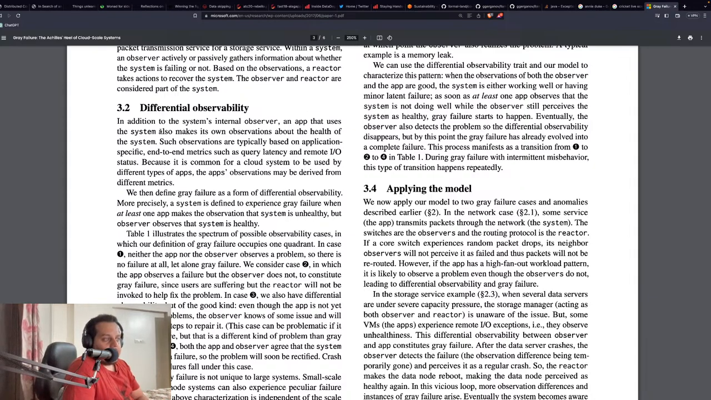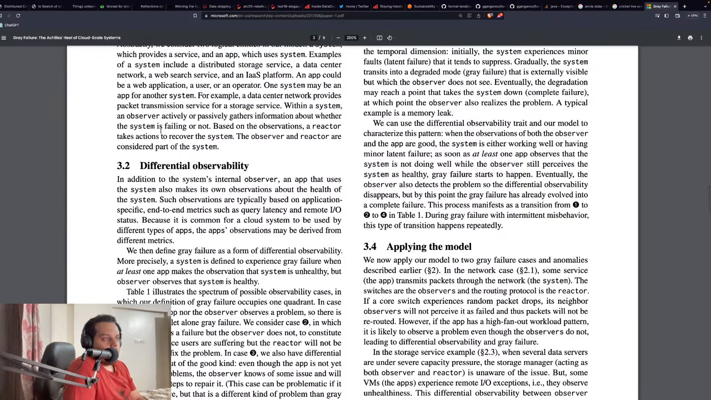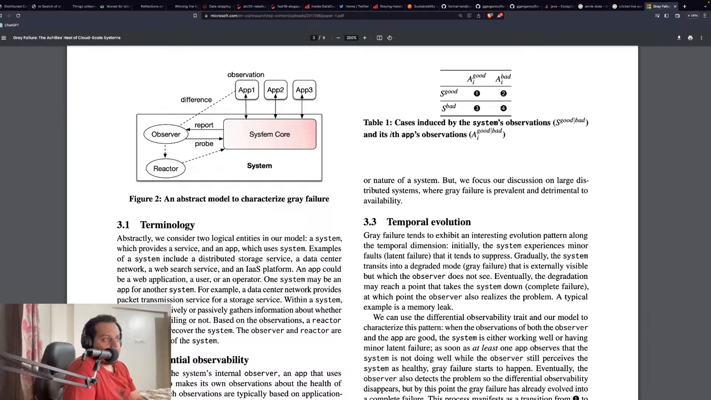We then define gray failure as a form of differential observability. More precisely, a system is defined to experience gray failure when at least one app observes that the system is unhealthy, but the observer observes that the system is healthy. So the system's internal observer says the system is healthy, but the apps say the system is faulty. In this case, the difference in the observation is what is termed gray failure.